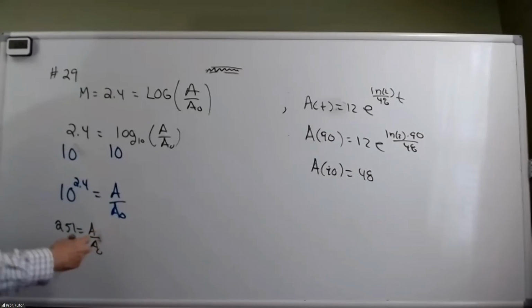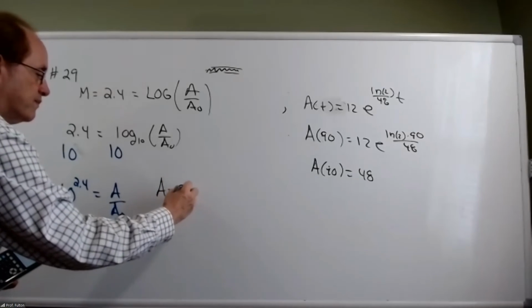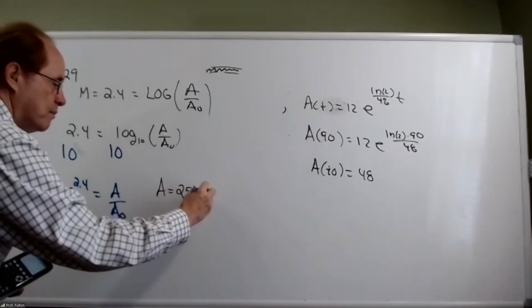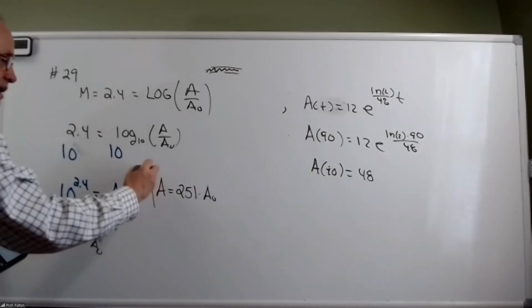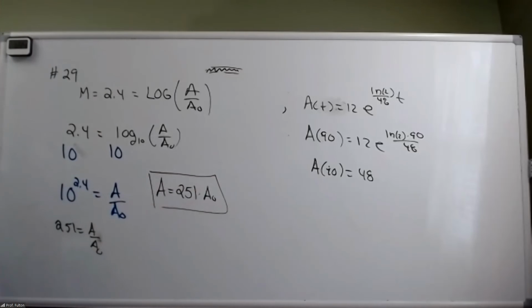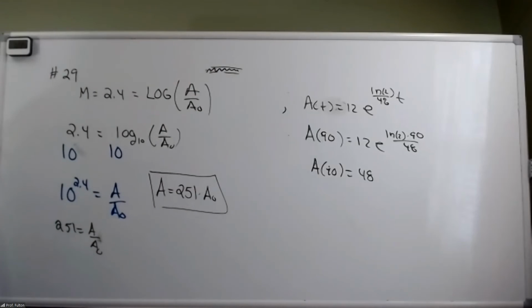Now I can solve this for a. So I get a is 251 times the normal background vibration. So it's 251 times larger. Instead of this, it's 251 times bigger than that. It's a logarithmic scale, and it scales it down.